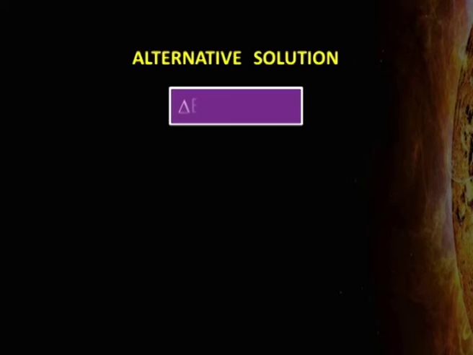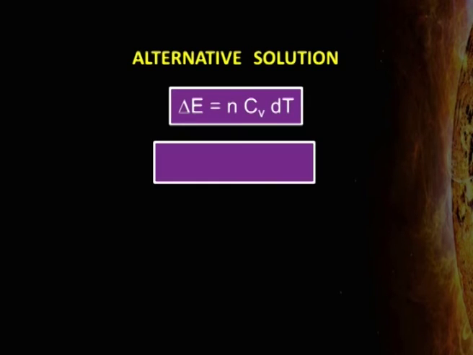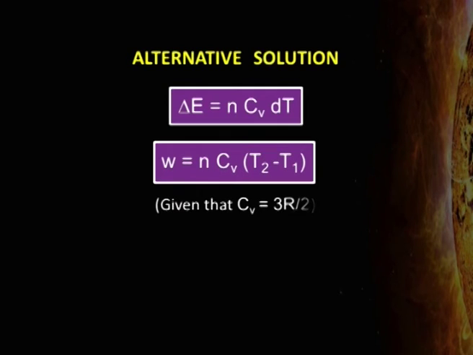There is an alternative method to calculate the work done in adiabatic expansion. As you know that Q is equal to 0 for adiabatic expansion, hence W will be equal to delta E, and delta E is equal to nCv dT. Therefore, work done for adiabatic expansion will be equal to nCv into T2 minus T1.